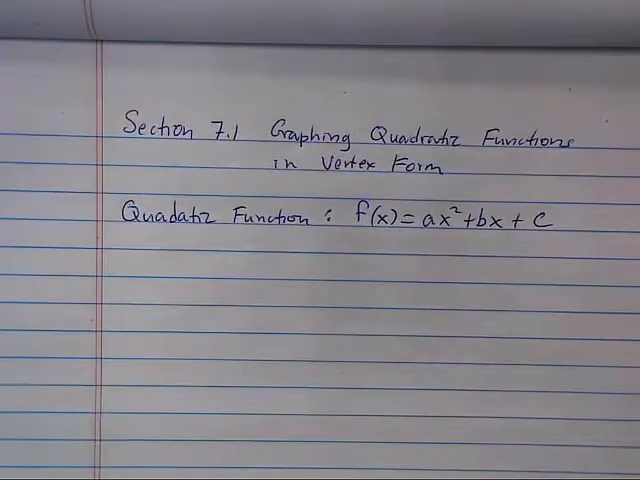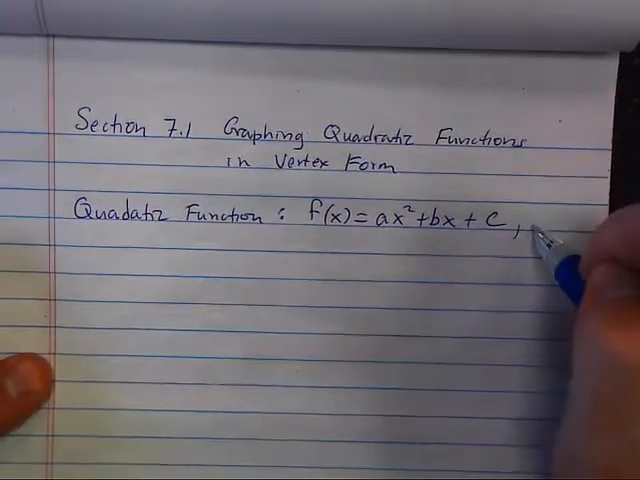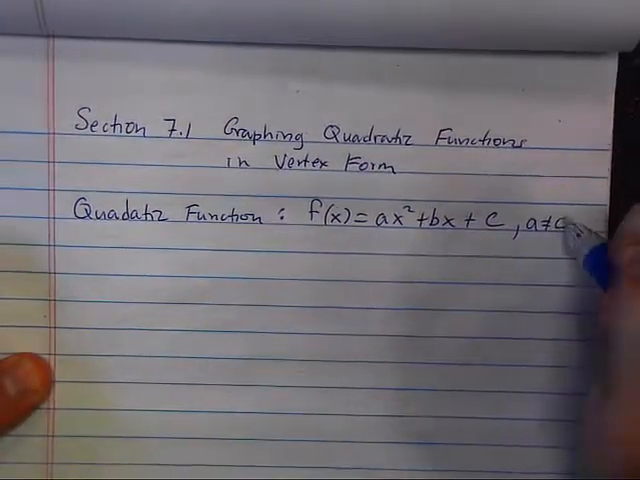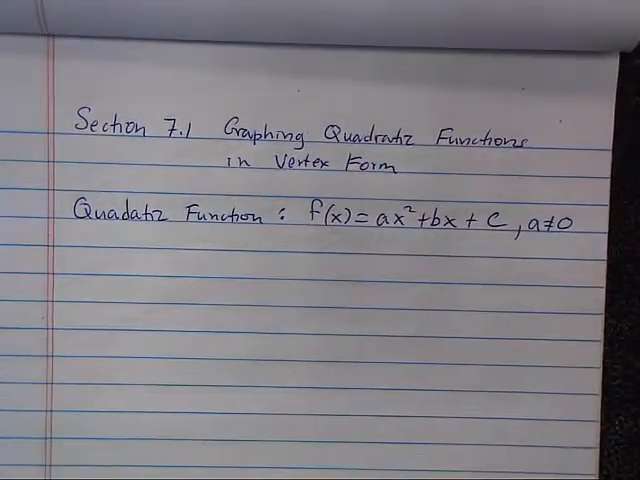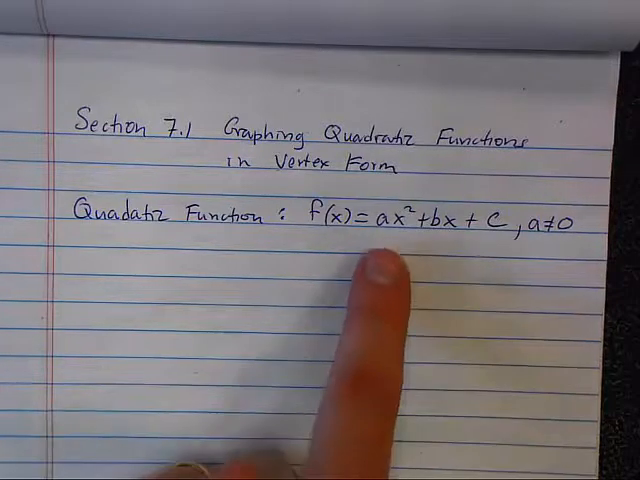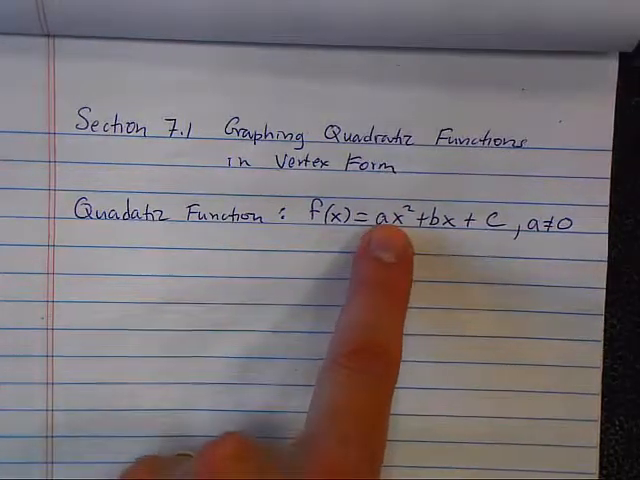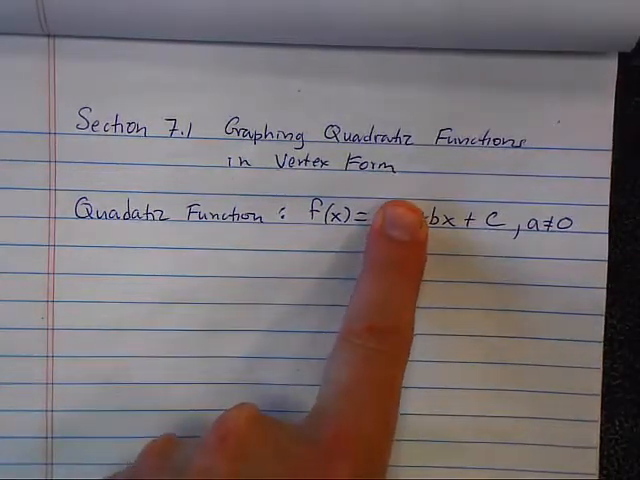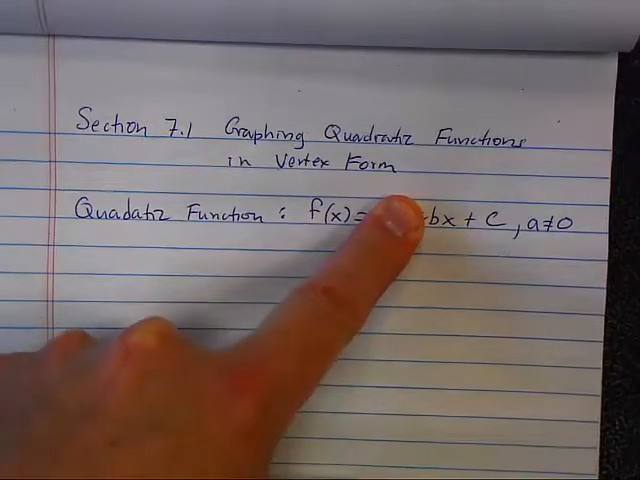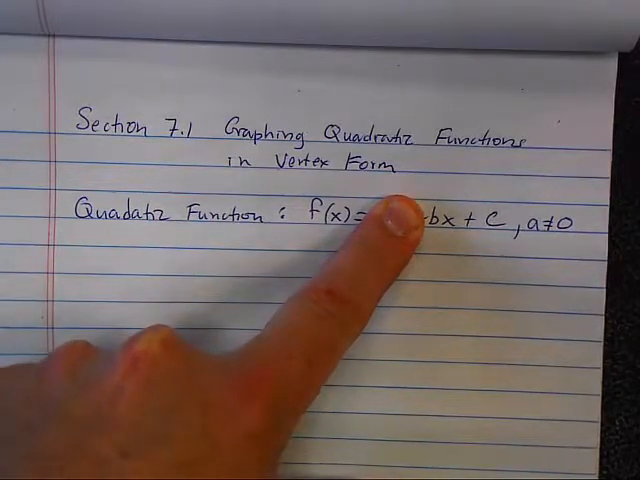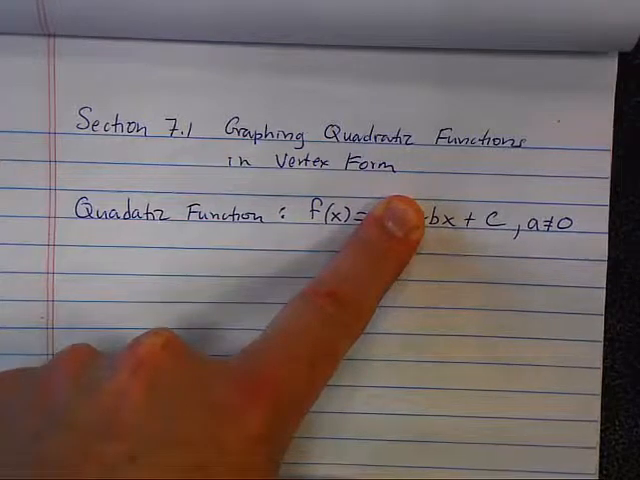f of x equals ax squared plus bx plus c. a cannot be the number 0. How come a cannot be the number 0? Well, if a is 0, then we have 0 times x squared. This piece would be 0. And then we'd be just left with bx plus c. And what kind of function would bx plus c be? That would be a linear function.